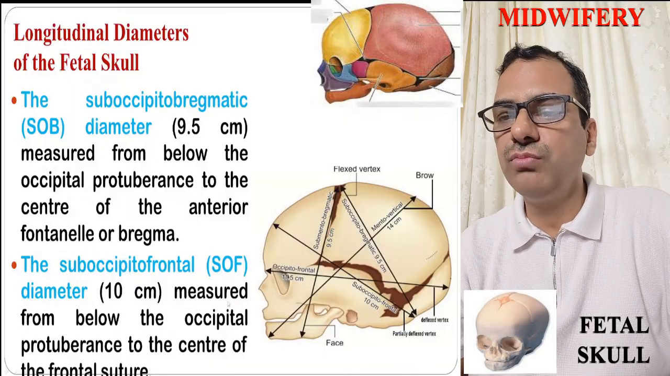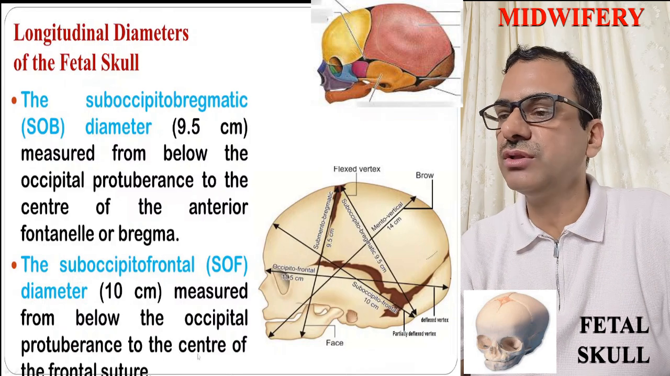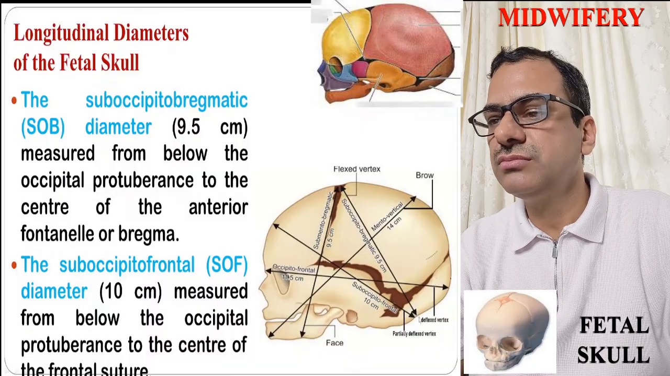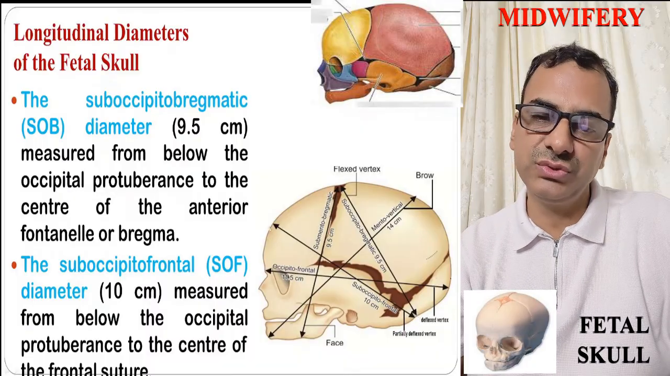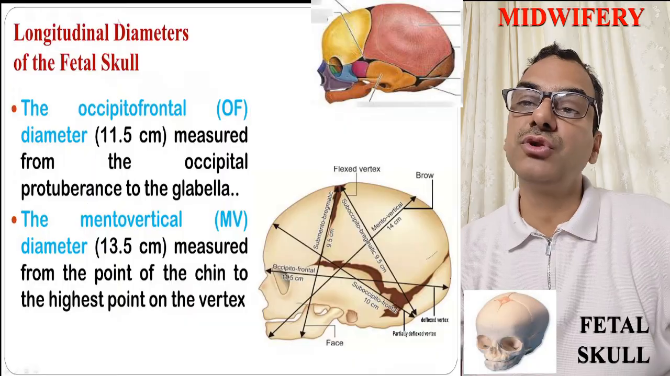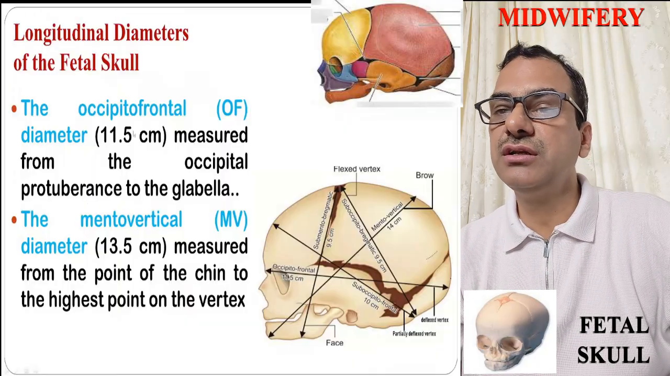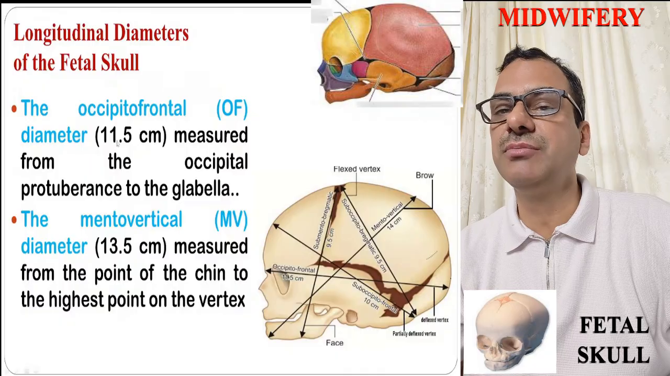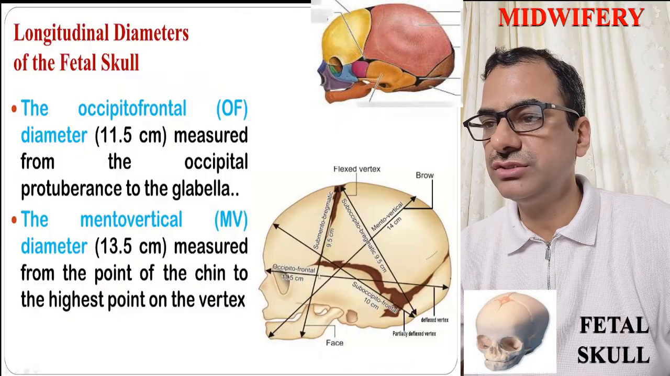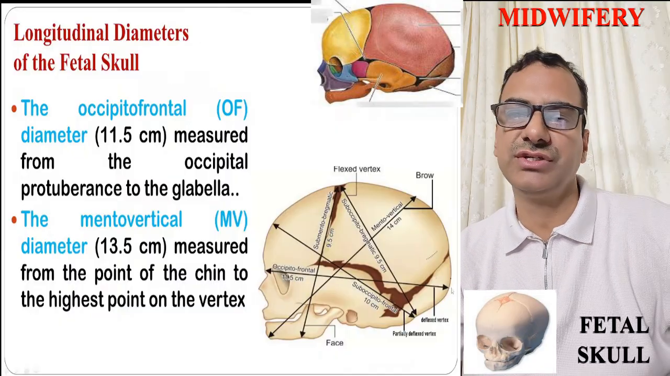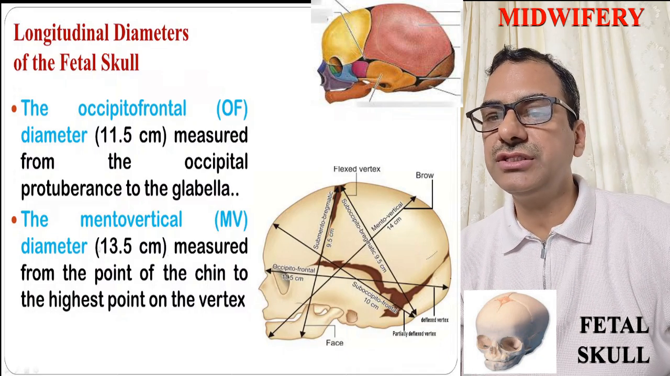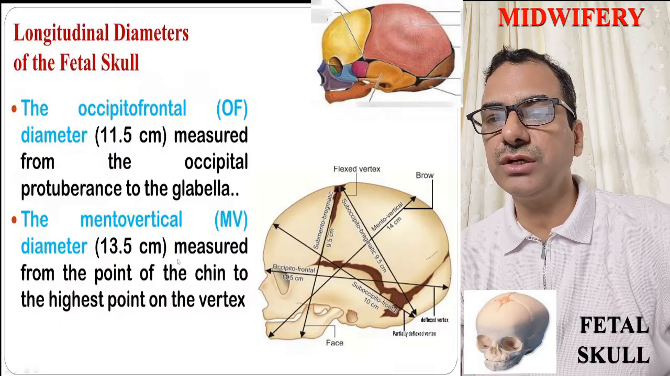Then the suboccipito-frontal diameter, which is 10 centimeters. It is measured from below the occipital protuberance to the center of the frontal suture. So this one is the suboccipito-frontal diameter. It is 10 centimeters. Then occipitofrontal. Occipitofrontal is an 11.5 centimeter diameter measured from the occipital protuberance to the glabella. So this is 11.5 centimeters.